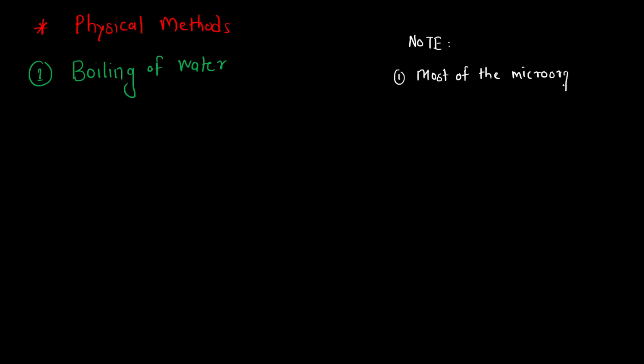Most of the microorganisms survive up to 37 degrees Celsius. Above this temperature, all these microorganisms get destroyed. However, above 37, there are some special microorganisms which can live. They are called thermal resistant microorganisms.